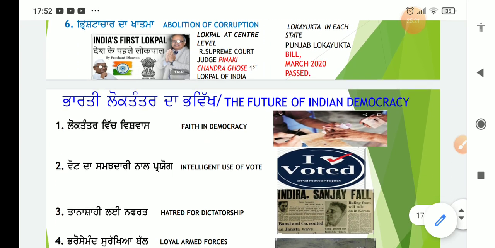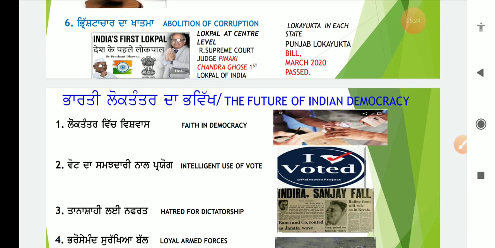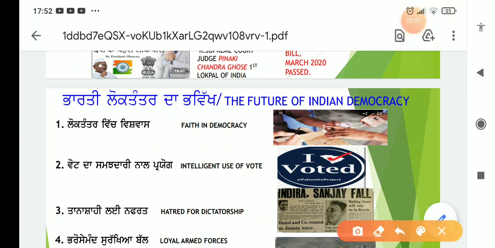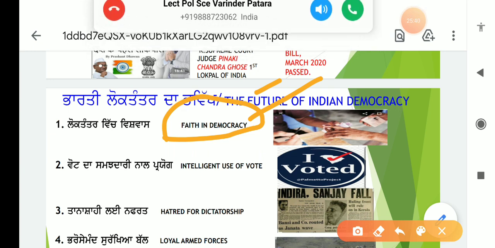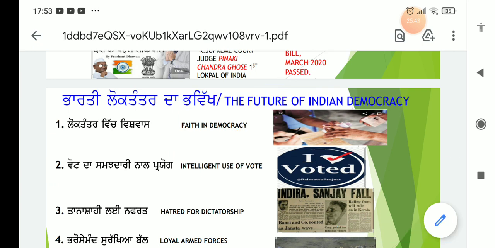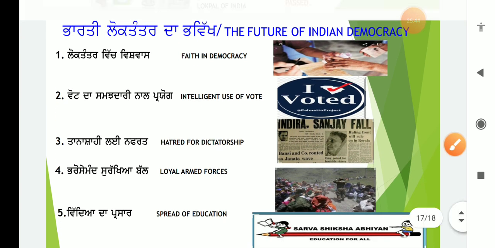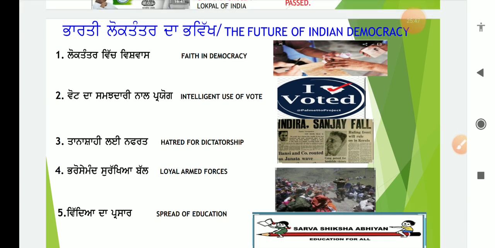Now let's move on. What is the future of Indian democracy? Right, the people of India have faith in democracy. They didn't try to change the democratic system in the past. So people have full faith in democracy. Then next is intelligent use of vote. People will have to use their vote intelligently for those candidates who are really their leaders and who really want to work for the people.